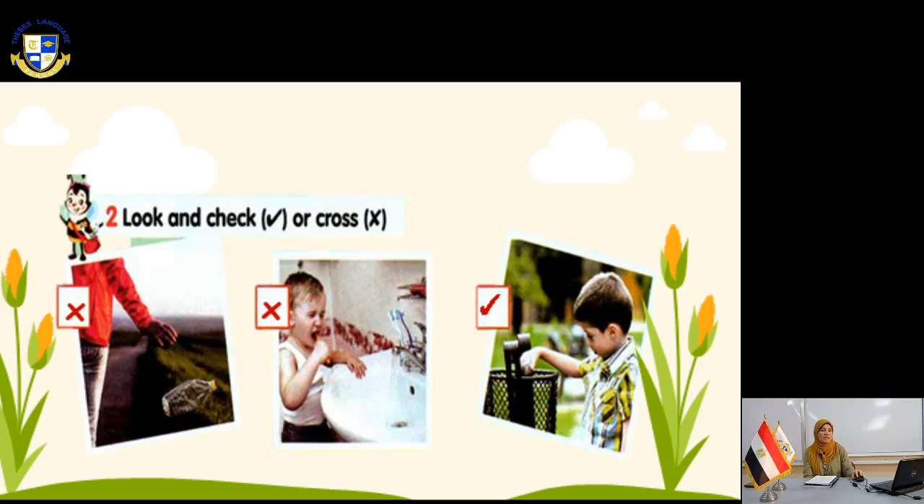Exercise number 2 at the same page. Look and check right or cross wrong. The first picture, a boy who is dropping litter. Is it a good thing or bad? It's bad, so cross wrong. The second picture, a boy brushing his teeth, but at the same time he is leaving the water running. So he is not saving water. So this is wrong. We will cross wrong.